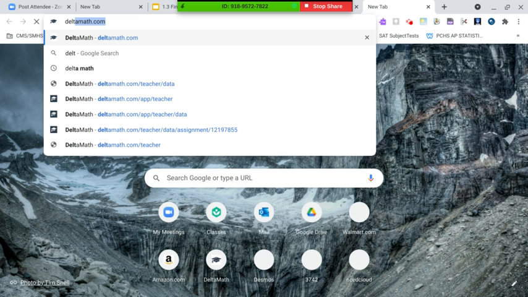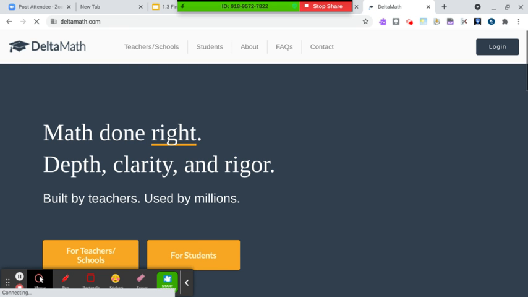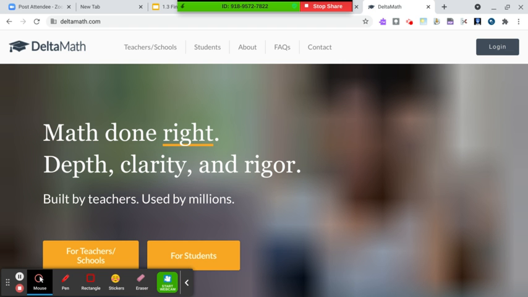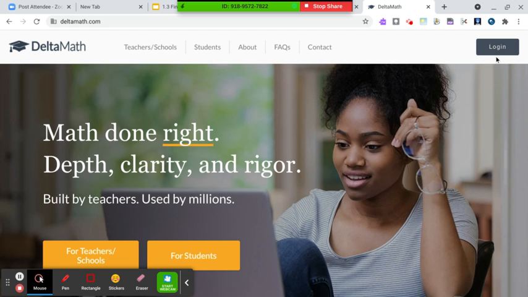I'm just going to open up really quick Delta, just so you can see a couple more examples with graphs. And that way you'll have a few different examples to look at. Sorry, I should have had it open.